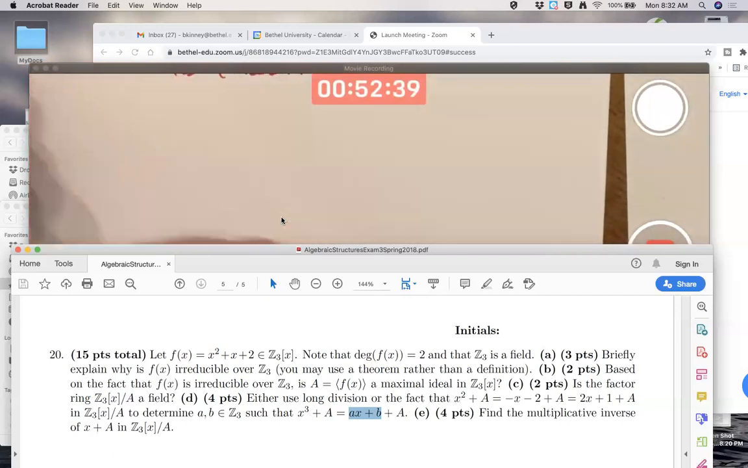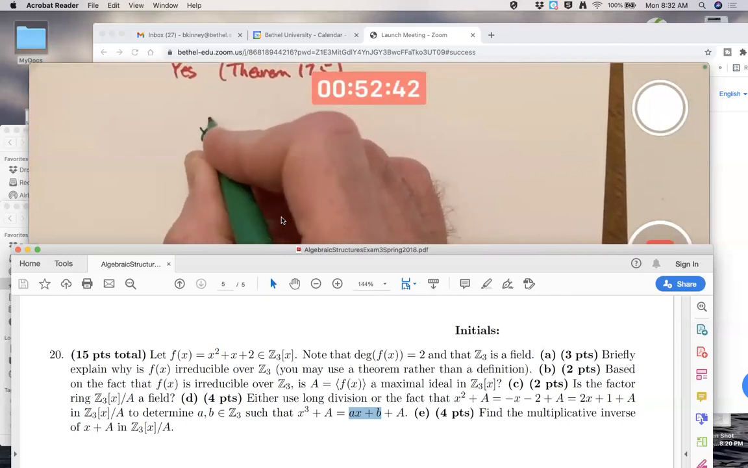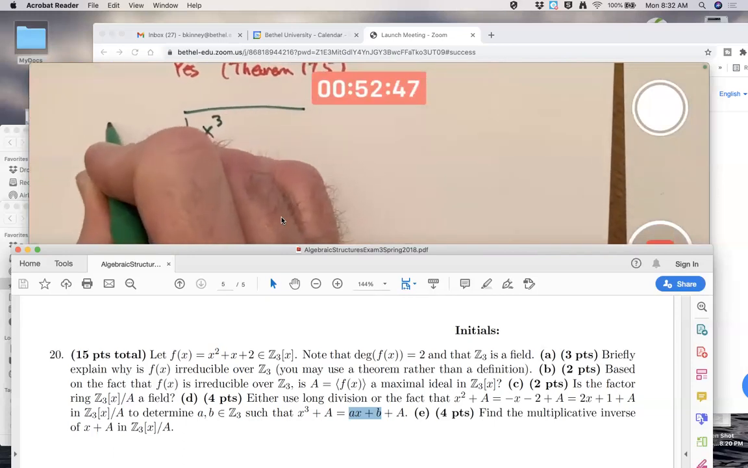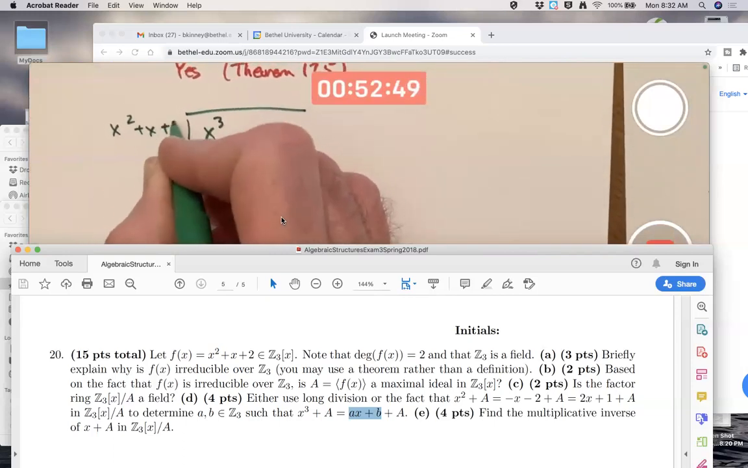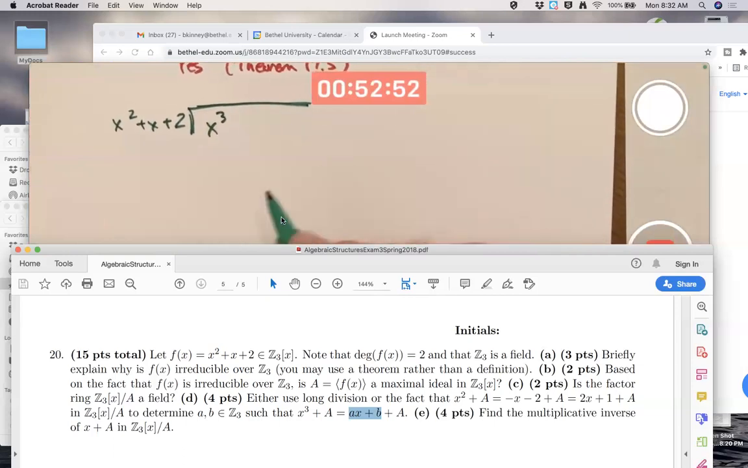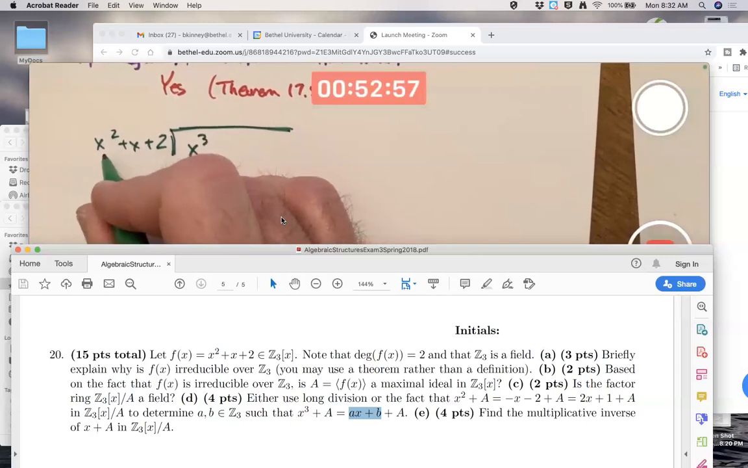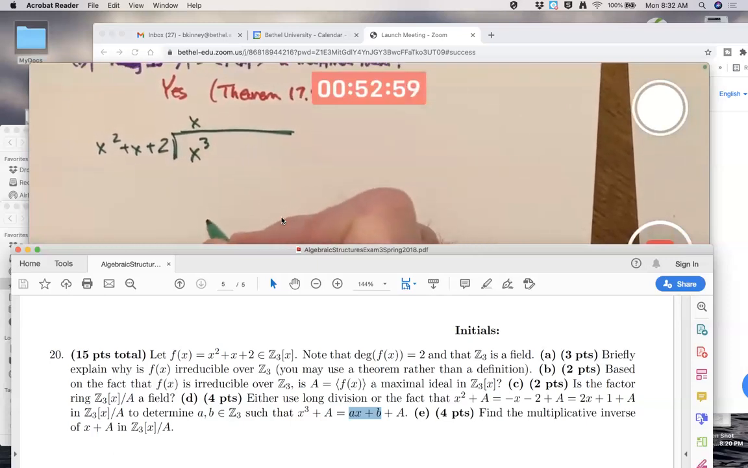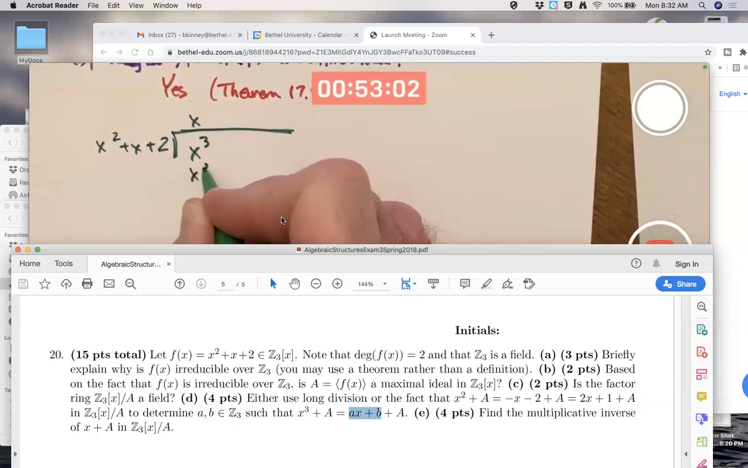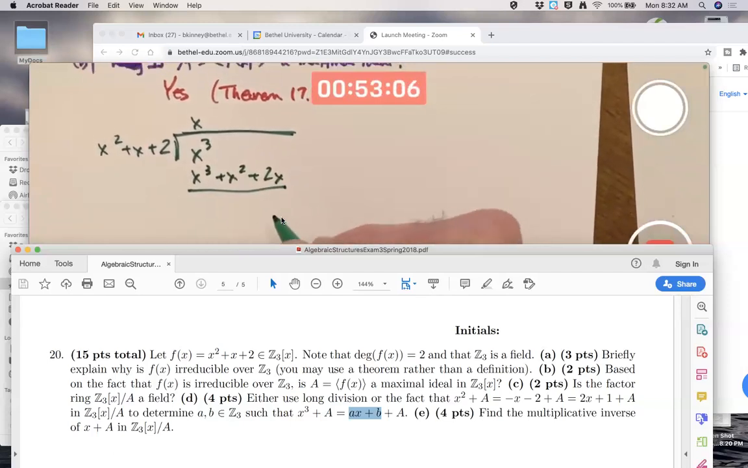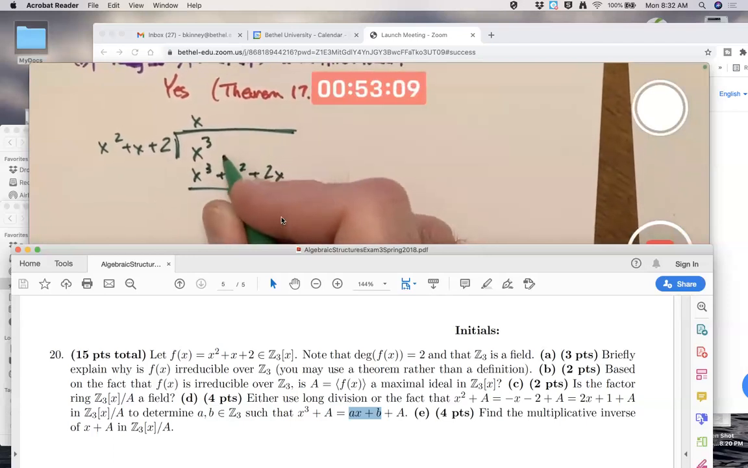So take x cubed and divide by x squared plus x plus 2 in Z3. So now we're doing calculations mod 3. Multiply x squared by x to get x cubed. Multiply. Subtract. 0 minus 1 is -1. Mod 3 is +2.